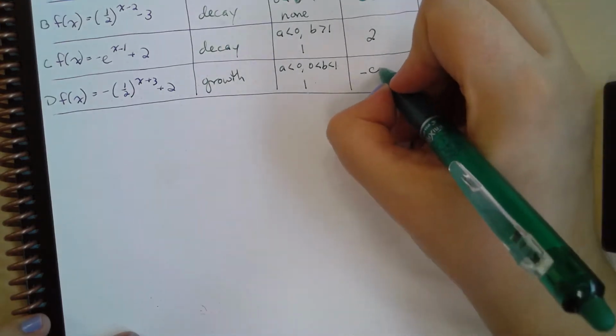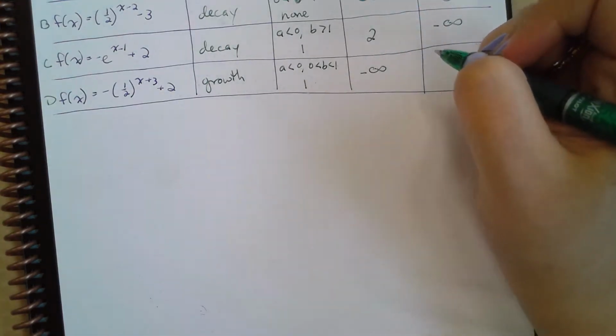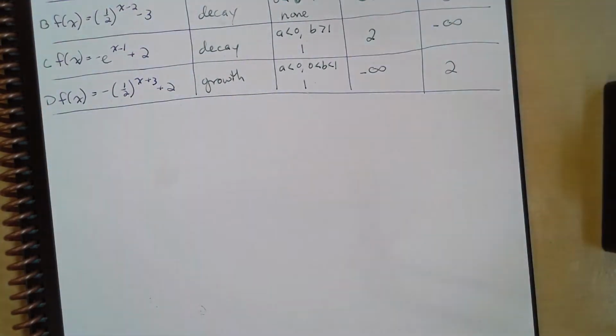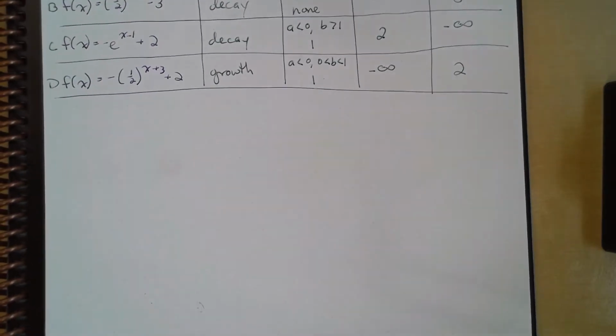So as we went to negative infinity, we went to negative infinity, and as we went to infinity, we went to 2. So let's kind of summarize this information here.